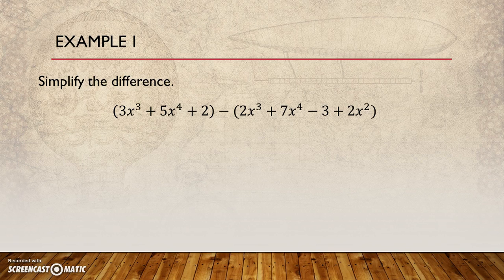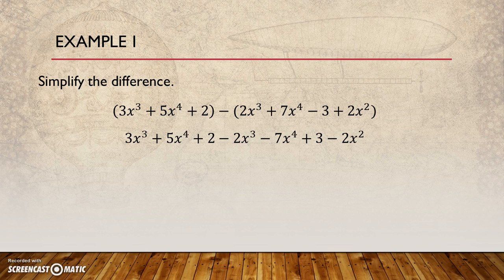We're simplifying the difference, and in this question, this is subtracting polynomials. First thing we need to do, we need to distribute the negative across everything inside the right side of the parentheses. So we're going to take the left half, 3x cubed plus 5x to the fourth plus 2. We're going to bring that down. And we're going to change all of the signs of the parentheses to the right. So it becomes negative 2x to the third, negative 7x to the fourth, positive 3, and negative 2x squared. At this point, we're going to want to combine the like terms.